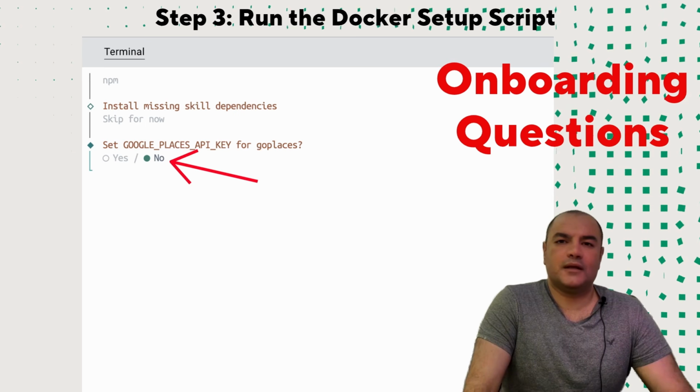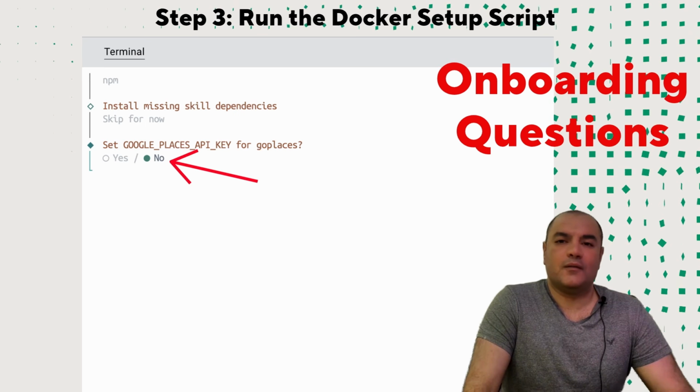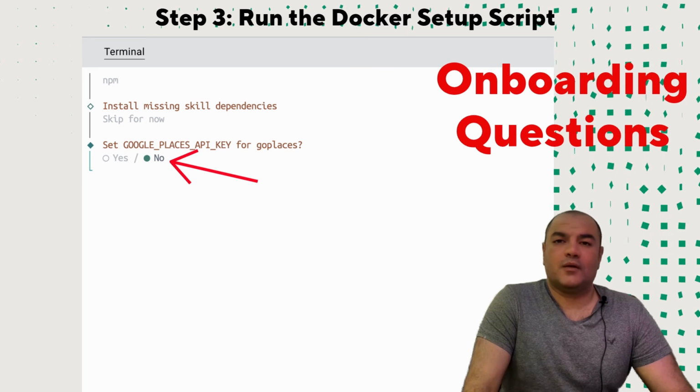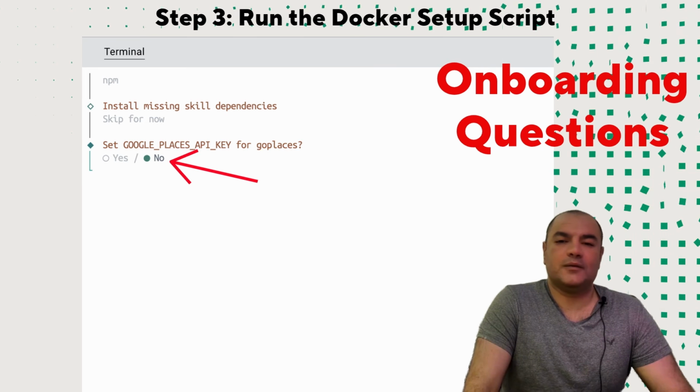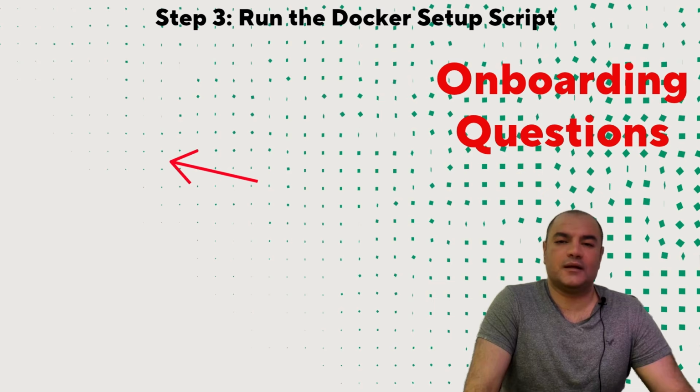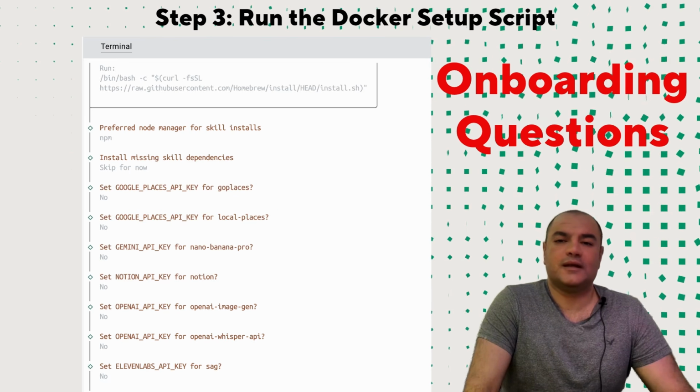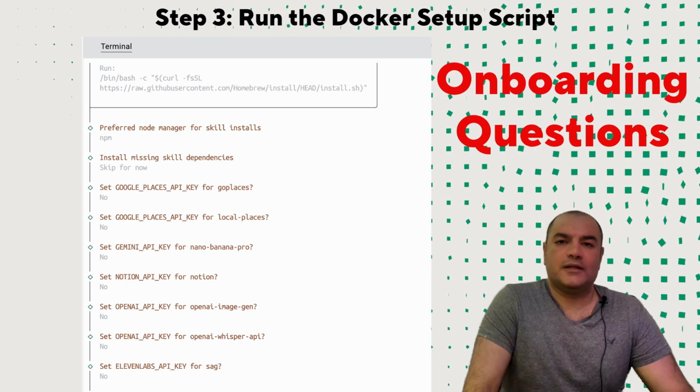Then, predictably, it will ask about specific skills. We are going to choose the default, No, by pressing Enter. Keep pressing Enter to decline everything. Go places, local places, Nano Banana Pro, Notion, etc.